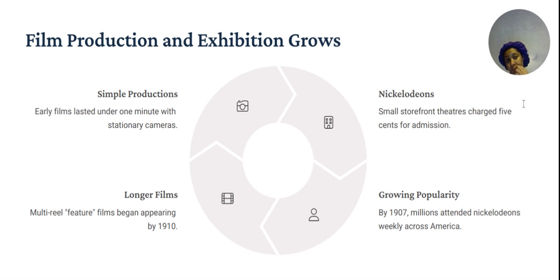So a lot of Americans, or a lot of people, by 1907, so millions attended Nickelodeons weekly across America. So basically, cinema has grown in such many proportions in ways that they didn't really think at the time. So it's amazing that we came a long way from this. But I think people need to understand that some elements of it are still used now.